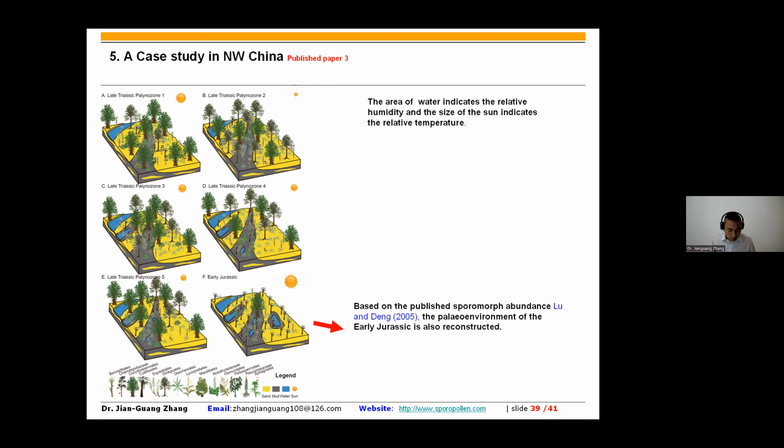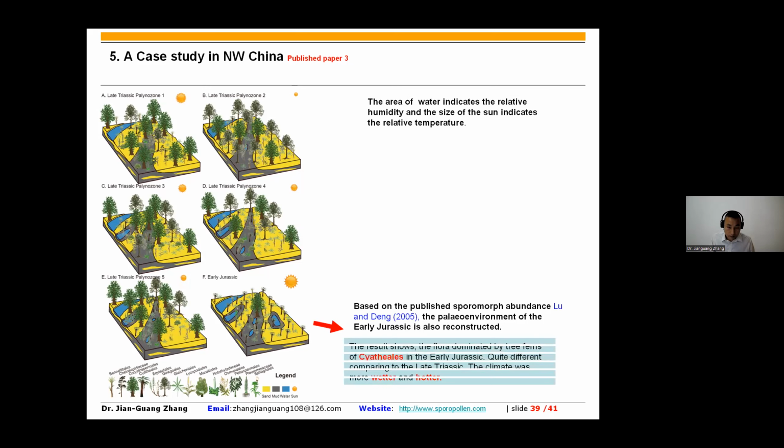Based on the published sporomorph abundance, the paleoenvironment of early Jurassic is also reconstructed. The result shows the flora was dominated by tree ferns of Cyatheales in the early Jurassic. It is quite different compared to the late Triassic. The climate was wet and hot.